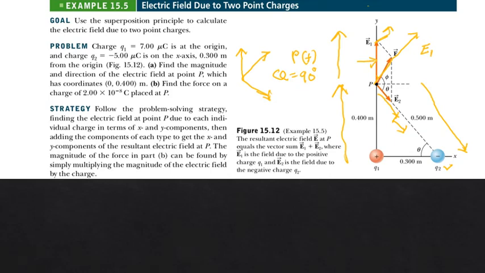So we have E1 here, we have E2 here, then we have the total magnitude vector, which we are calling E, here. So this is just vectors. If you understand how to use vectors, then you understand this question. Alright, let's now get started.